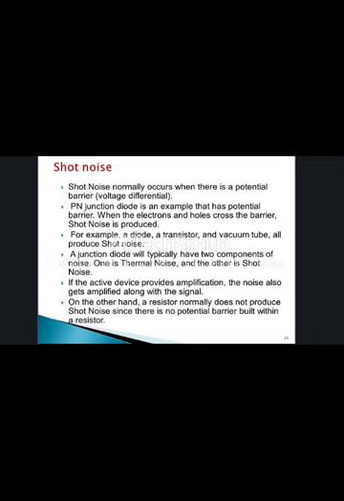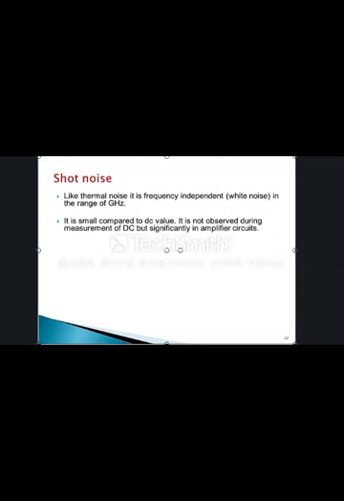If the active device provides amplification, like a BJT, the noise also gets amplified along with the signal. On the other hand, a resistor normally does not produce shot noise since there is no potential barrier built within a resistor. Shot noise, like thermal noise, is frequency independent. It is small compared to the DC value. It is not observed during measurement of DC, but significantly it is observed in amplifier circuits.